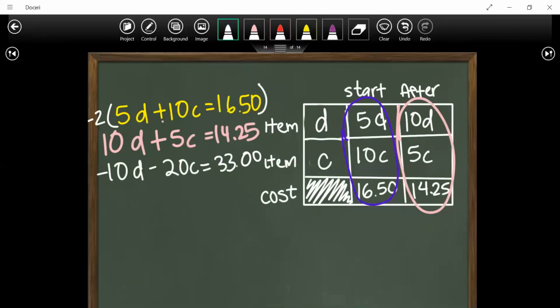Does it? I hope. We're going to add up our columns now. D is going to go away. We're going to get -15C. And then we're going to get 1875. Is that what you got? Yes? You're right. You're right. $25 or $75?